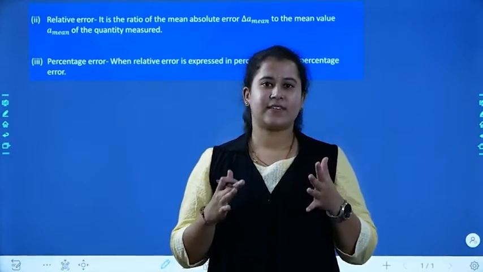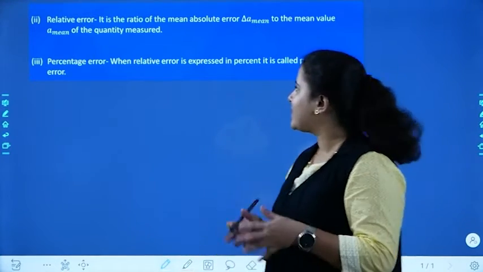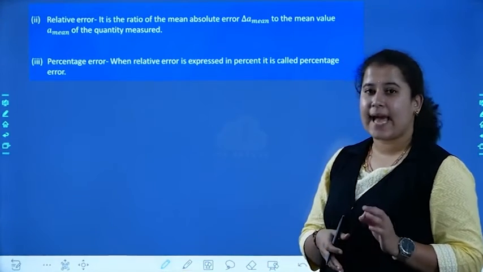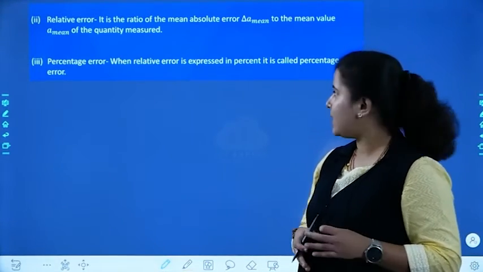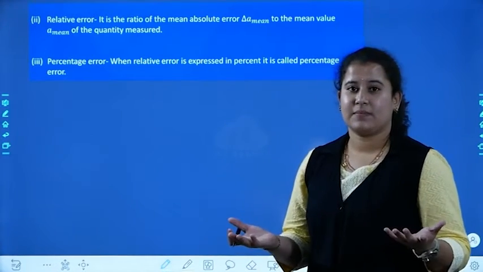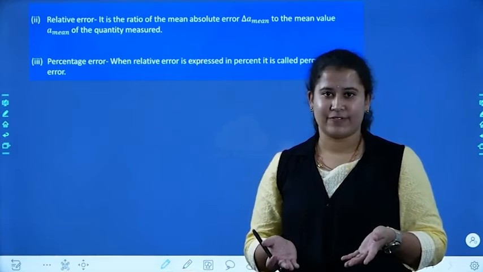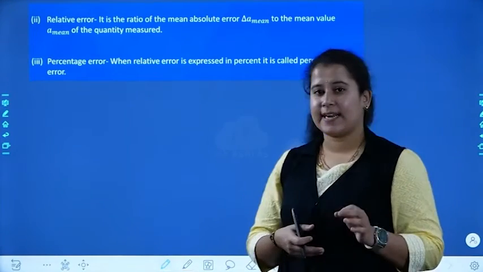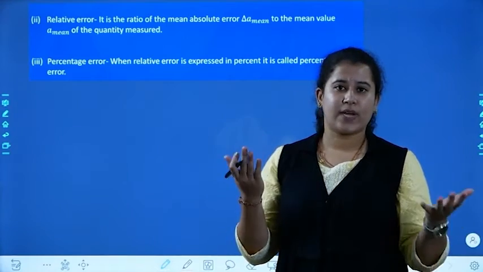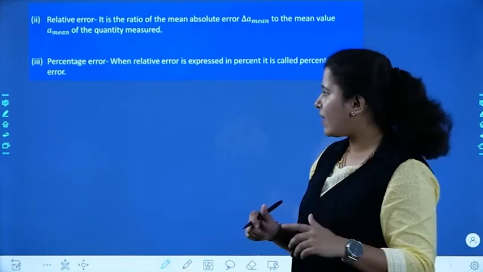A relative error is based on the absolute error, that is the mean absolute error itself. So we'll see the definition first. What is relative error? It is the ratio of the mean absolute error, that is delta A mean, to the mean value, that is A mean. In general you can say it is the ratio of the measured value to the true value. Relative errors in the sense that I am comparing the mean value and the true value.